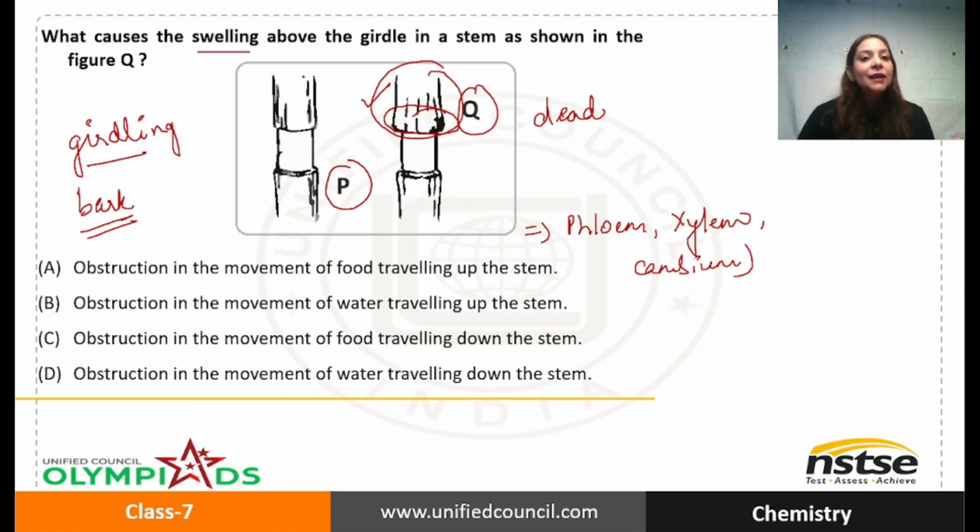So basically this swelling is caused due to, let's look at the options: obstruction in the movement of food traveling up the stem, obstruction in the movement of water traveling up the stem, obstruction in the movement of food traveling down the stem, or obstruction in the movement of water traveling down the stem. So basically here it is due to obstruction in the movement of food traveling down the stem, because see, this stem and this stem are attached, they are connected artificially now. They are connected artificially because naturally you have separated them.